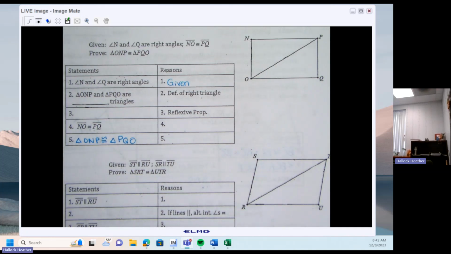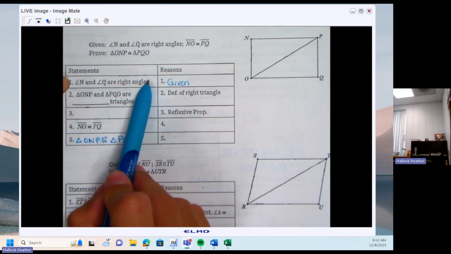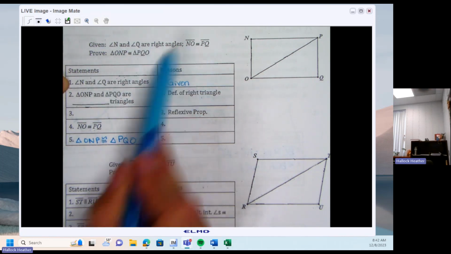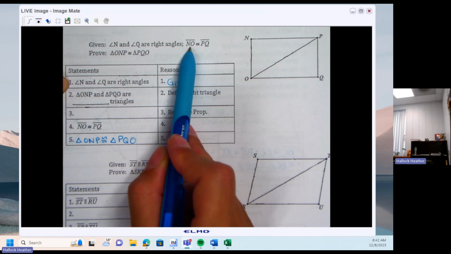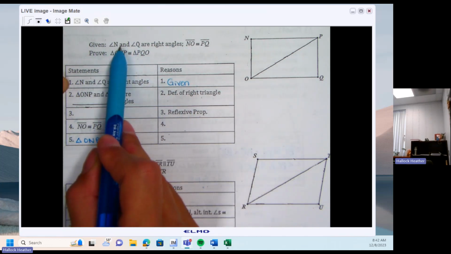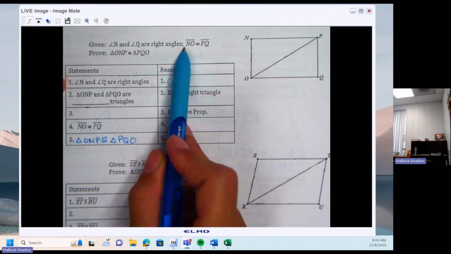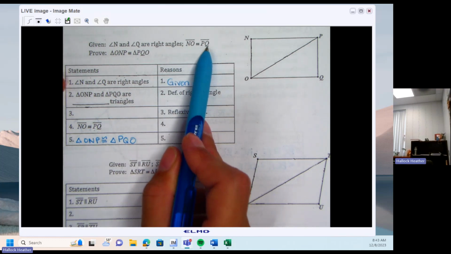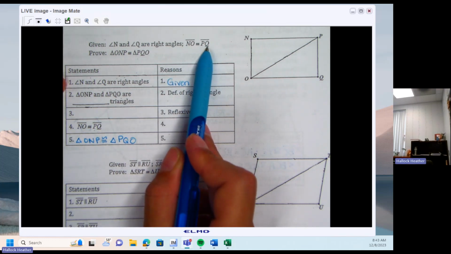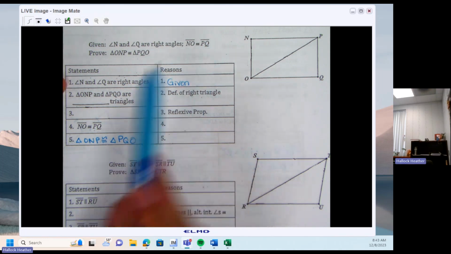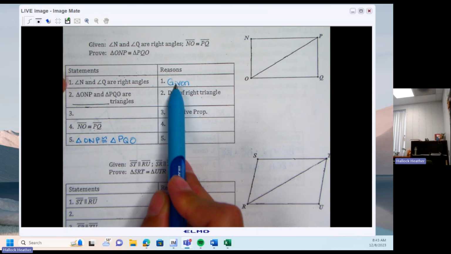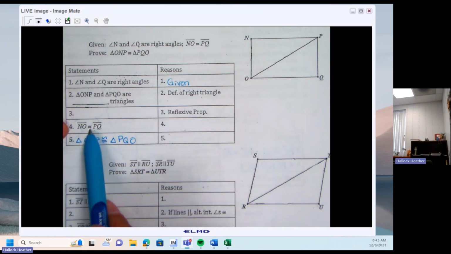Okay, did anybody notice something a little bit weird about number 1? Not the picture. About this sentence compared to the given sentence. The last little bit is not there. So if you notice, given, it says angle N and angle Q are right angles. And this says angle N and angle Q are right angles. But then there's another piece. It says NO is congruent to PQ. So what other line could I put given other than just number 1's reasons? 4. 4 says NO is congruent to PQ.